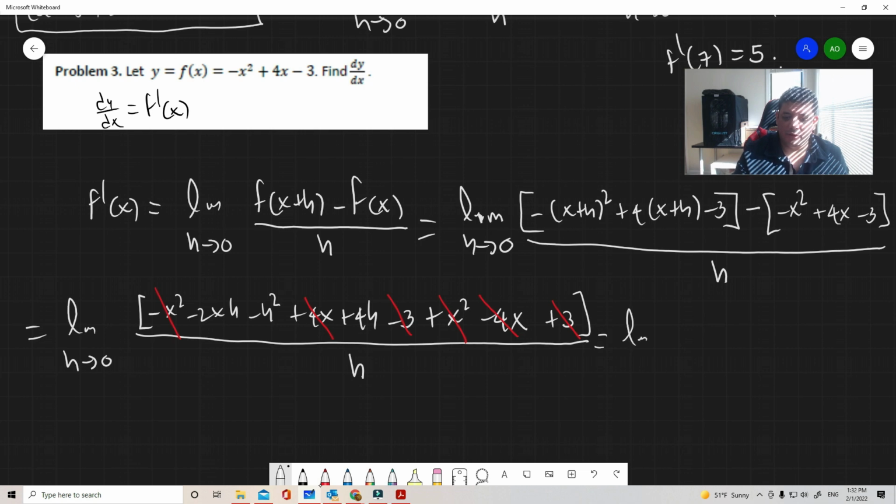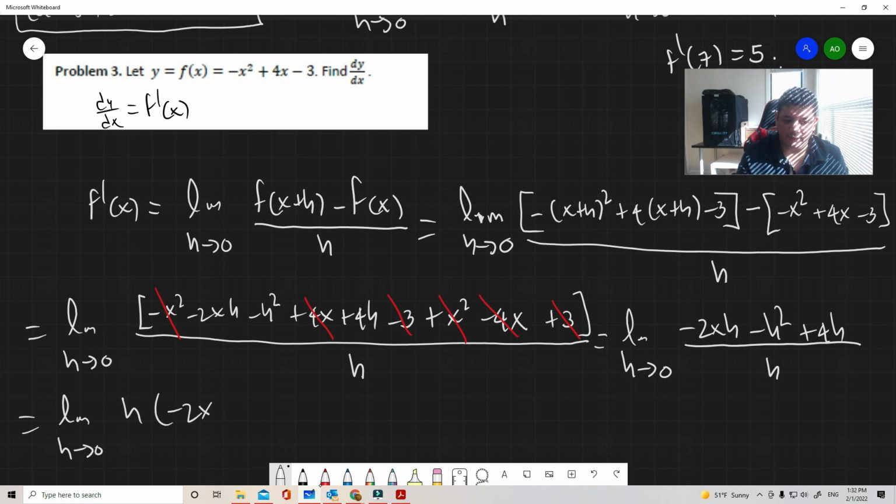And do you know if you're on the good track with the elimination? If at the end, everything that is left has h on it. So at this point we can see that. We can get this, this, this. And it's a good thing because we're trying to cancel out the h below. So we get to factor that. We get h times minus 2x minus h plus 4, over h.